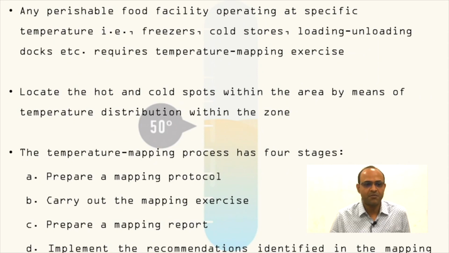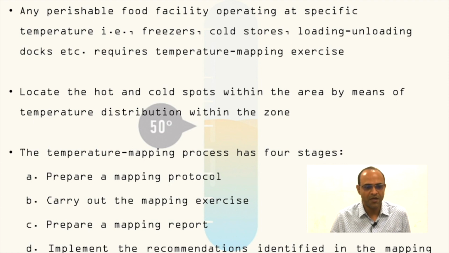Any perishable food facility operating at a specific temperature, for example freezers, cold stores, loading and unloading docks, requires a temperature mapping exercise. This is a very important exercise for ensuring the quality of the food in the cold room. We have to locate the hot and cold spots within the area by means of the temperature distribution within the zones. This particular exercise is the temperature mapping exercise.